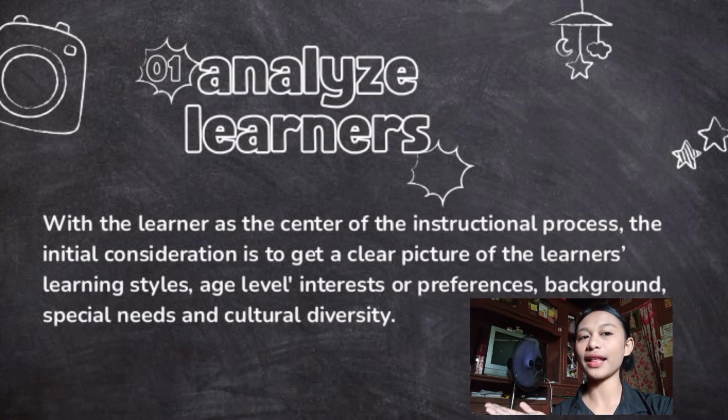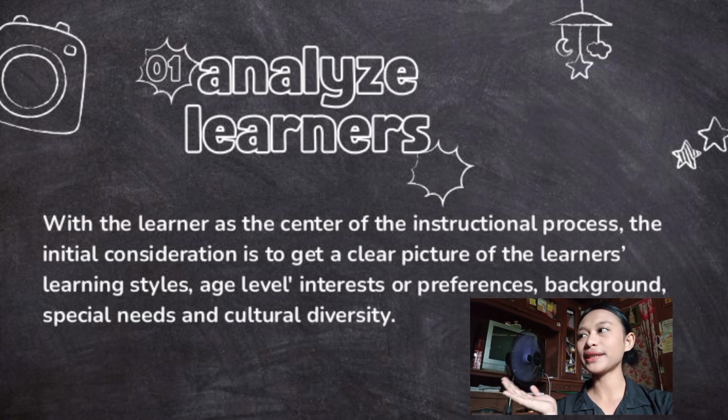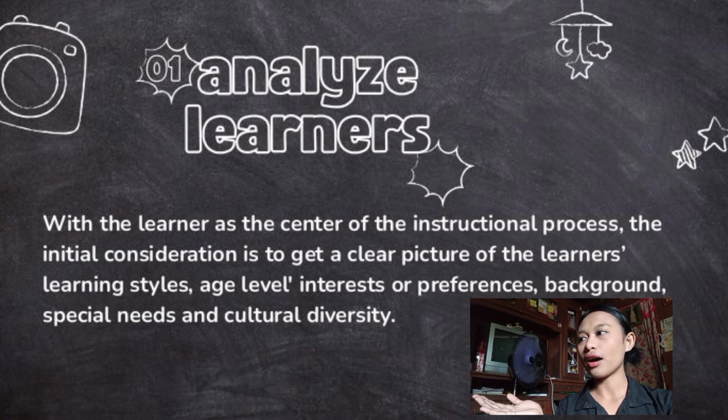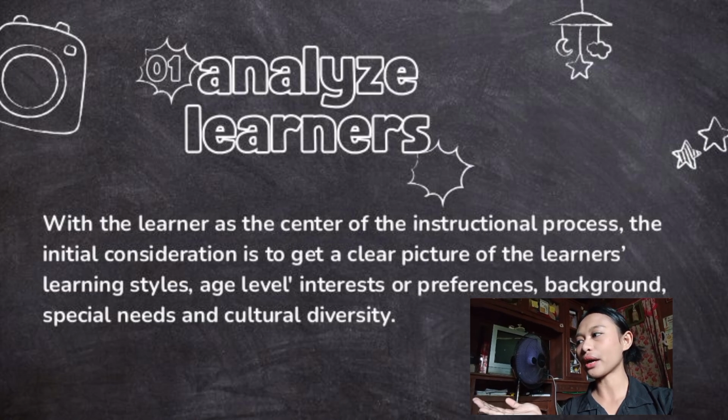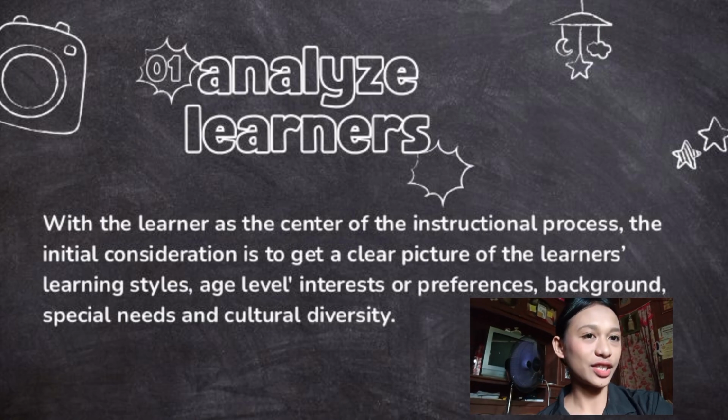So the first is analyze learners. When we say analyze learners, it is the center of the instructional process. The initial consideration is to get a clear picture of the learner's learning style, age level, interest or preference, background, special needs, and cultural diversity. The teacher must know their age, background, and interest, so that the teacher is aware of the teaching strategies.